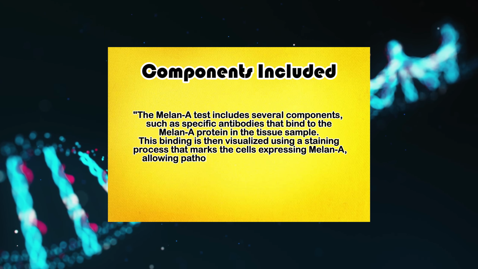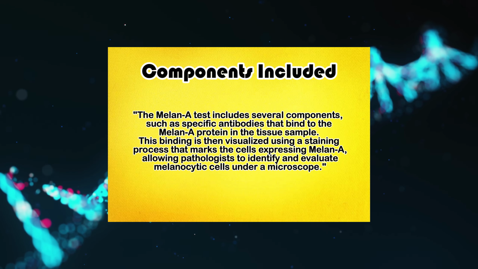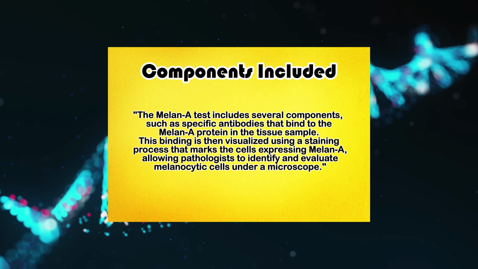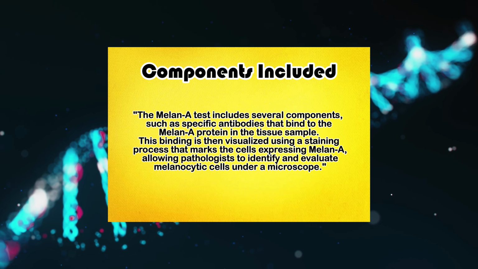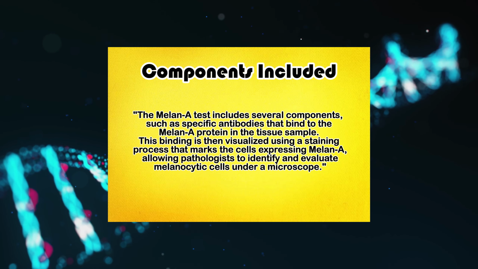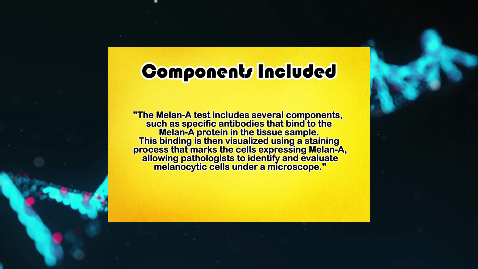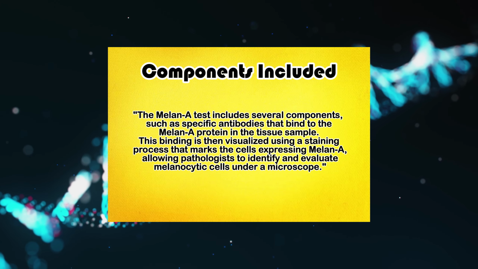Components included in the test. The Melan-A test includes several components, such as specific antibodies that bind to the Melan-A protein in the tissue sample. This binding is then visualized using a staining process that marks the cells expressing Melan-A, allowing pathologists to identify and evaluate melanocytic cells under a microscope.